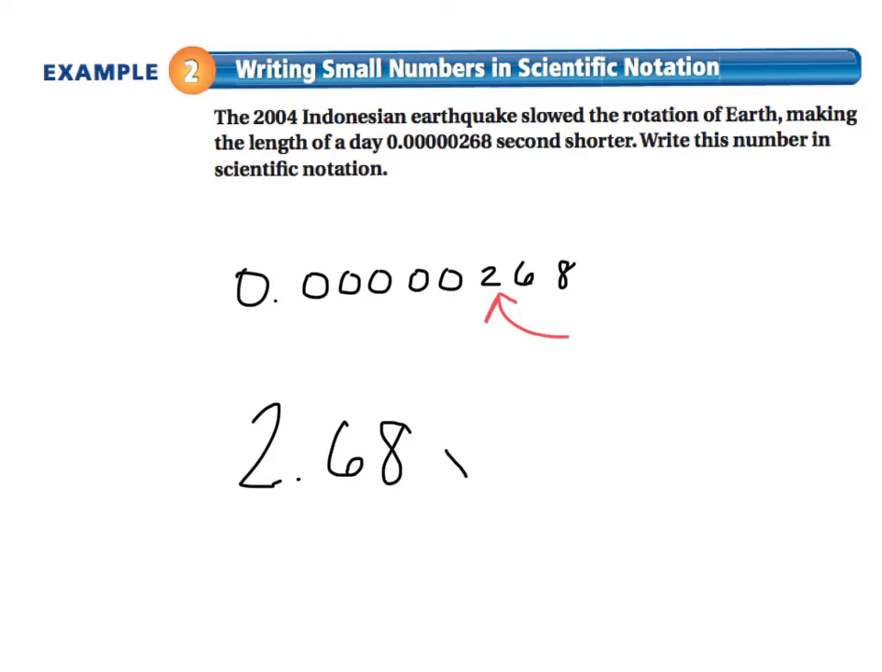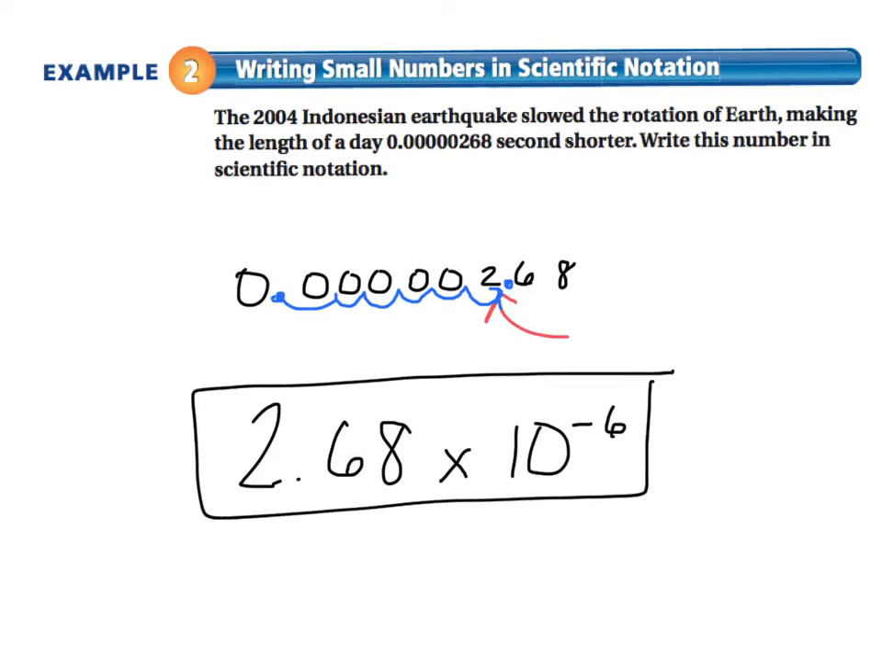Now, times 10. What would my exponent be? Well, how many spaces do you move the decimal from where it was to where you moved it? 1, 2, 3, 4, 5, 6. We move it 6 places. Would it be positive 6 or negative 6? It would be negative 6, because your original number is between 0 and 1. Therefore, the exponent is negative.